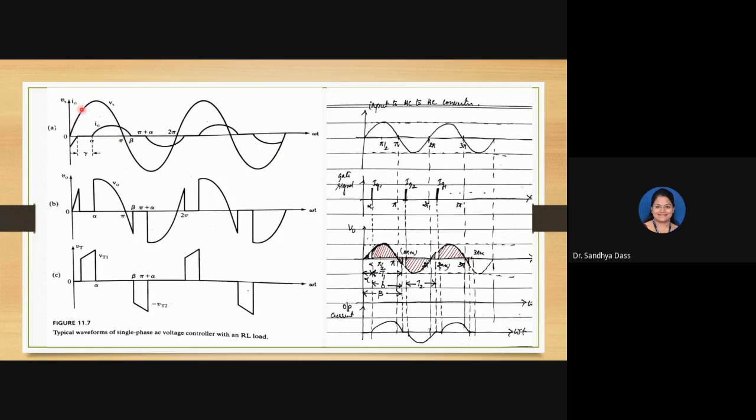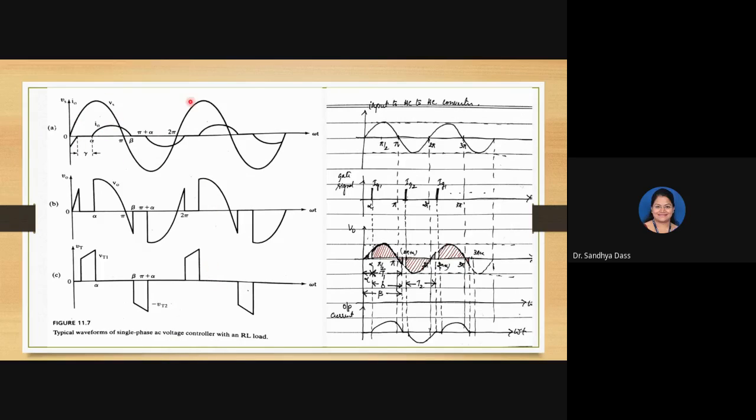So this is the input waveform. This is taken from the textbook, and observe here in the textbook, the name is single phase AC voltage controller with RL load. All right. So it can be AC voltage controller or AC to AC converter. Based on it, the terms can be different.